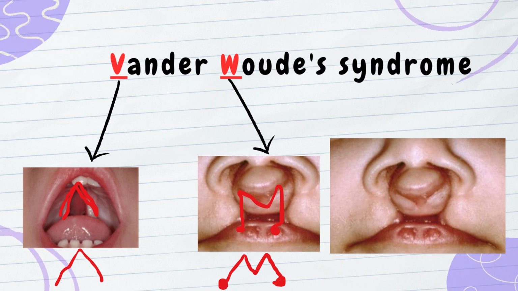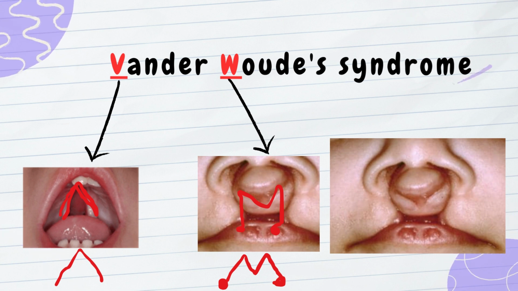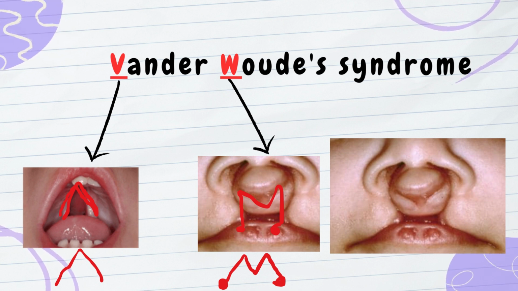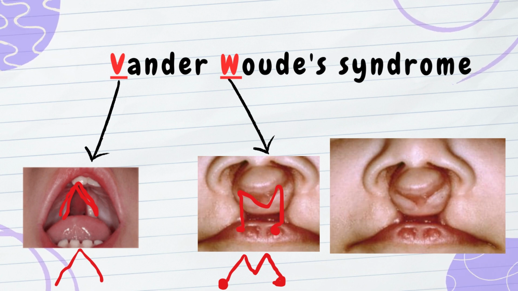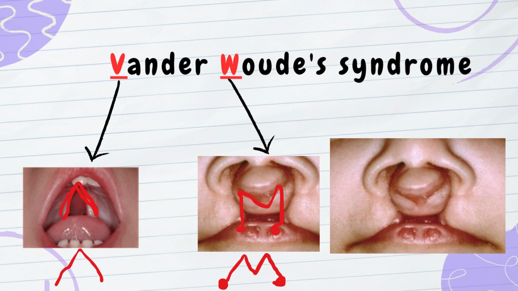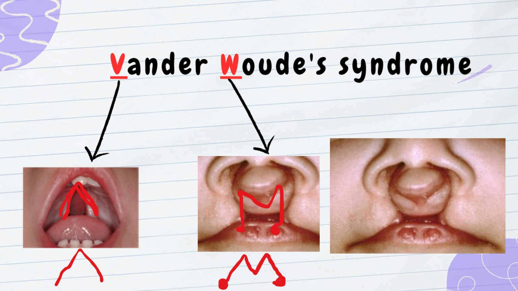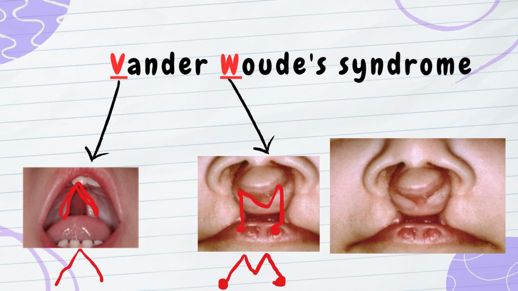And so how to remember it. I have highlighted the two letters, that is V in Van der and W in Woude. So you flip the letter V and you associate it with the cleft palate, and you can flip the letter W and give two dots at the end so that you can associate it with the pits in the lower lip.